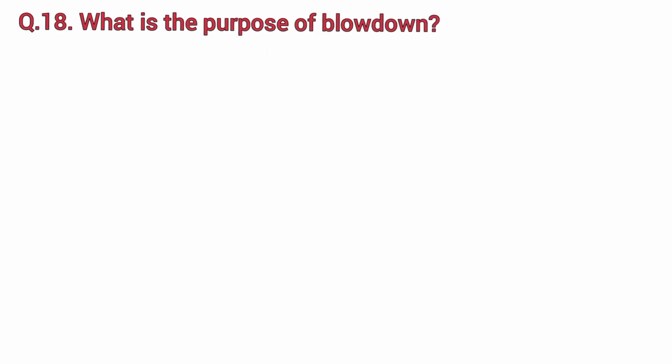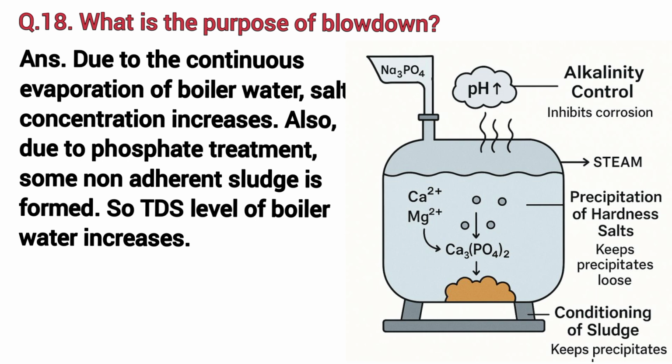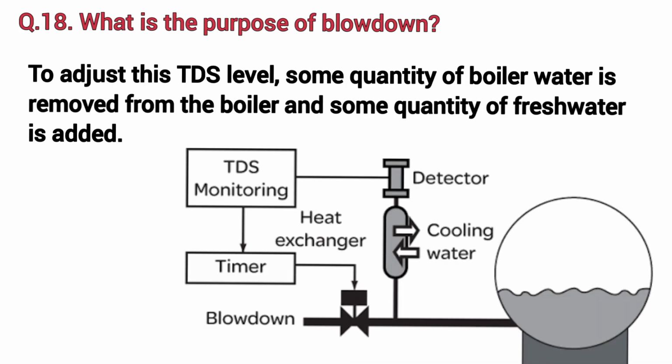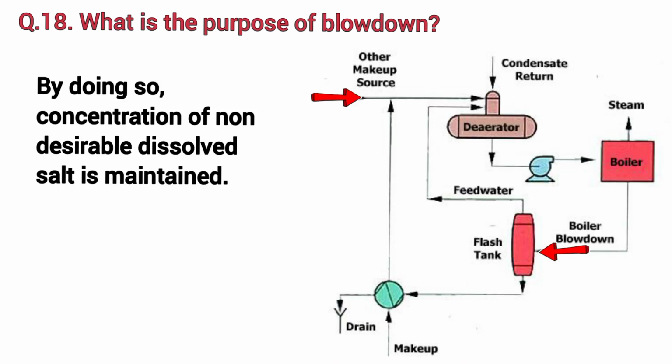What is the purpose of blowdown? Due to the continuous evaporation of boiler water, salt concentration increases. Also, due to phosphate treatment, some non-adherent sludge is formed. So TDS level of boiler water increases. To adjust this TDS level, some quantity of boiler water is removed from the boiler and some quantity of fresh water is added. By doing so, concentration of non-desirable dissolved salt is maintained.